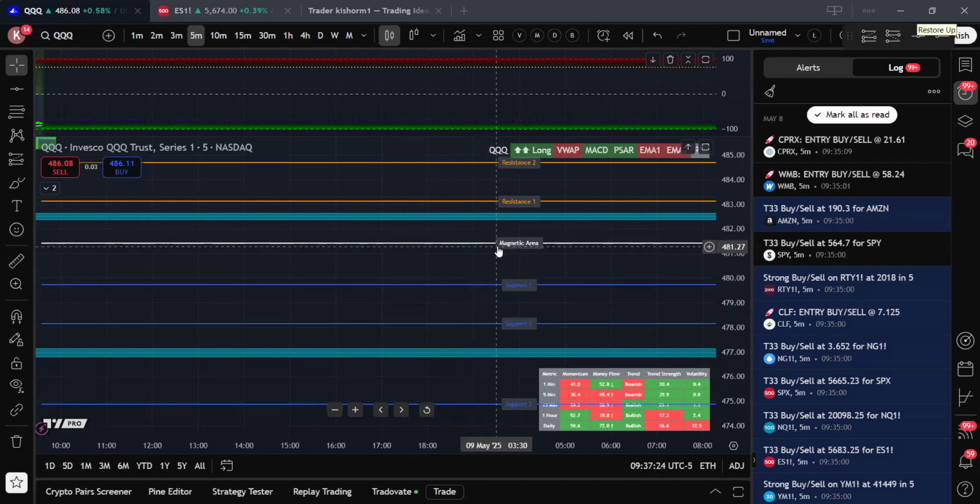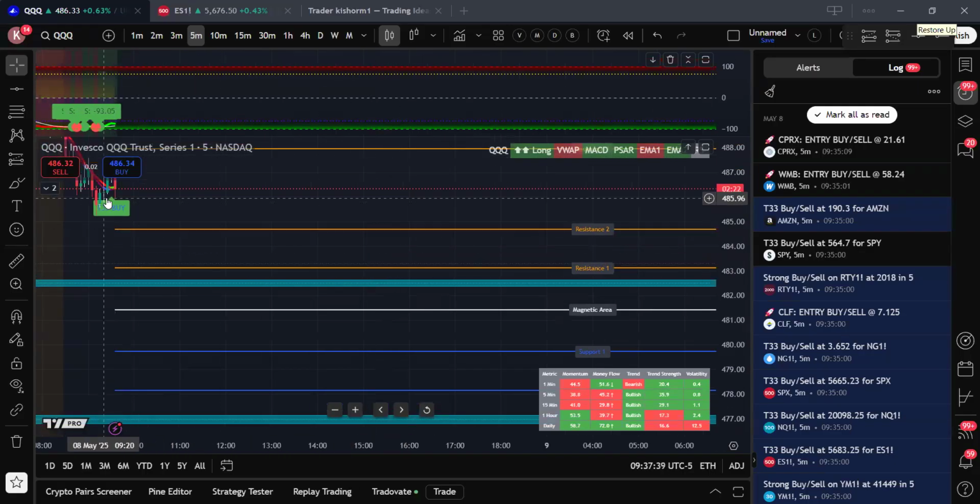So this magnetic area is where there is a huge number of buyers and sellers, which will act as a magnet. So if price is above or below, generally price tries to go there and again drops from there. Or if price is above, it will come here and start going from here. So if ES or QQQ comes here, then they may bounce back from this level.